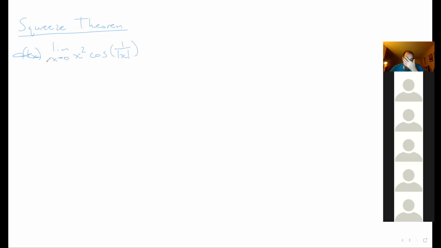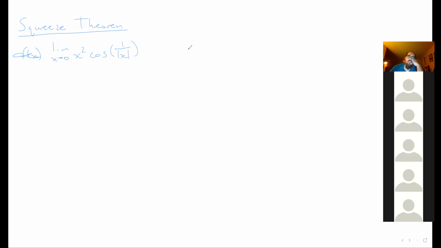All right. So definitely recognize it as a squeeze theorem example. So what do we need to make the squeeze theorem work? Is it the maximum and minimum of cosine?